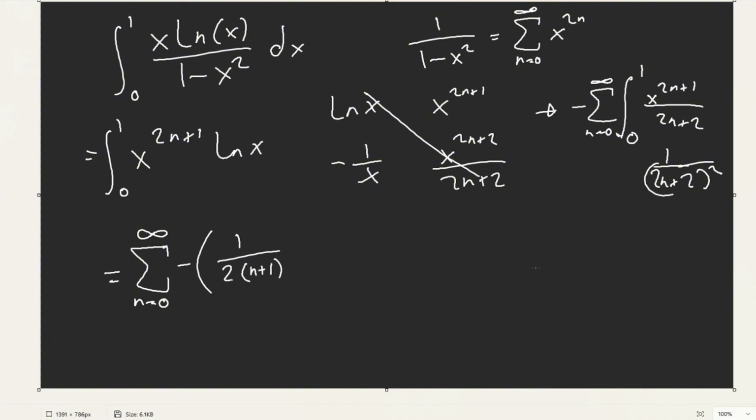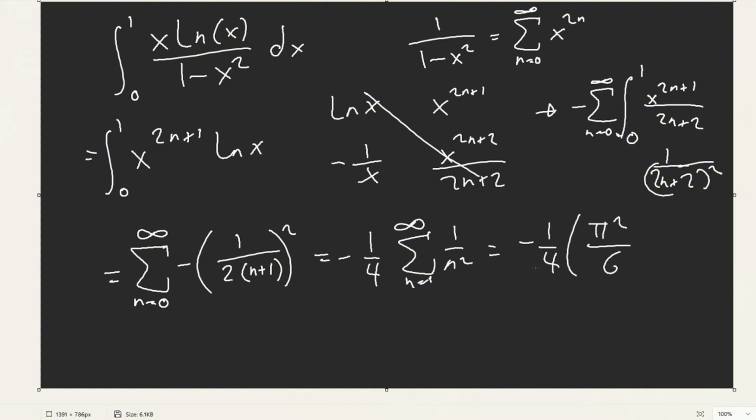I'm just going to rewrite it like this. So we have negative 1/4 of a Gaussian integral, technically. So negative 1/4 pi squared over 6. So our answer is negative pi squared over 24.